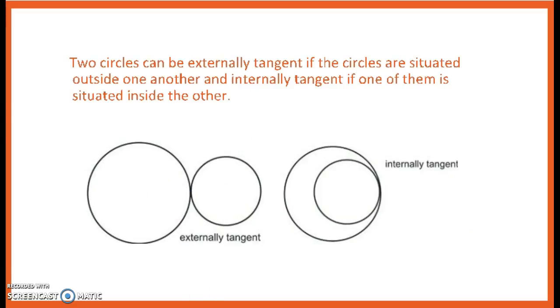And our last slide, 2 circles can be externally tangent if the circles are situated outside of one another. So we call these tangent. More specifically, they are externally tangent. And internally tangent is when one circle sits inside of the other. So they still intersect at one point, but you can see the small circle is located within the bigger circle.